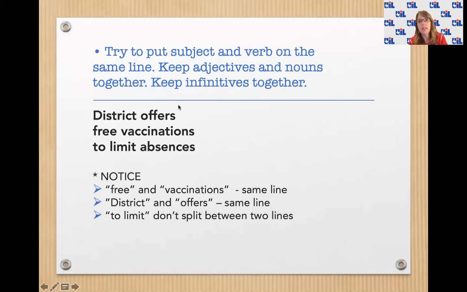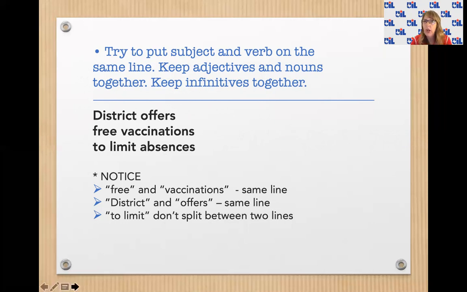Okay, we want to keep the subject and verb on the same line if at all possible. That's hard on those three lines, but we really want to try to. We want to keep adjectives and nouns together, so adjectives that describe nouns, and we also want to keep infinitives together. So: District offers free vaccinations to limit absences. District offers, that's our subject and verb. Free vaccinations, that's the adjective and a noun. To limit, we're going to keep that on one line. We don't want to split that on two lines.